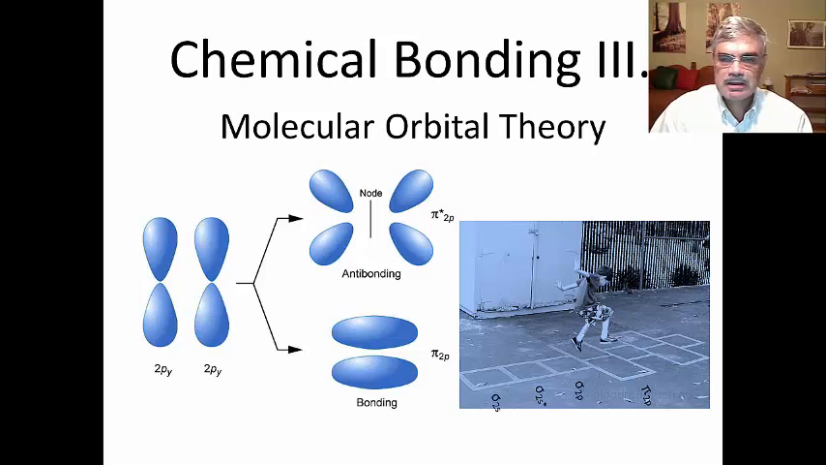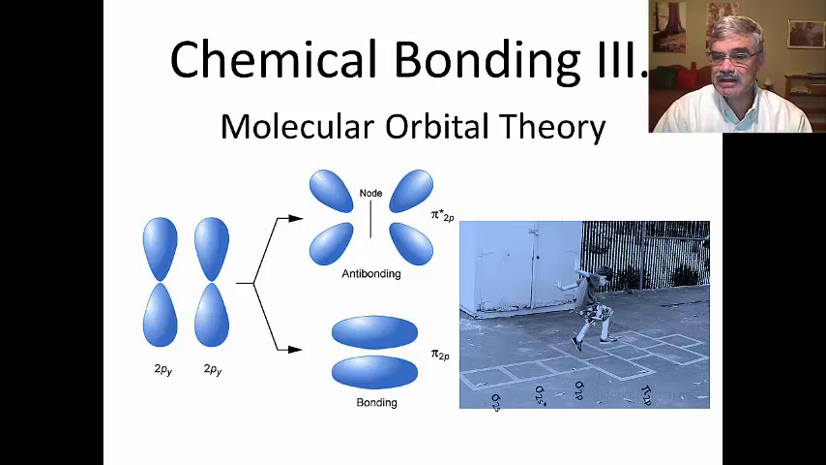Hello class, and finally in our coverage of chemical bonding we're going to discuss another theory called molecular orbital theory. And in the next slide we'll discuss how this theory was developed to help explain certain anomalies that were not well explained by VSEPR theory and valence bond theory.